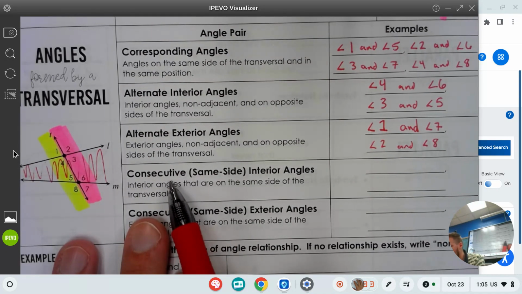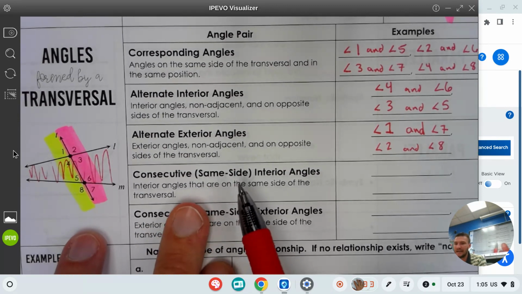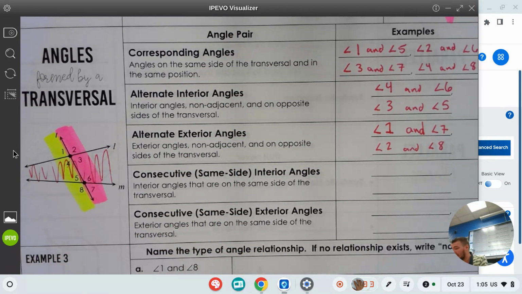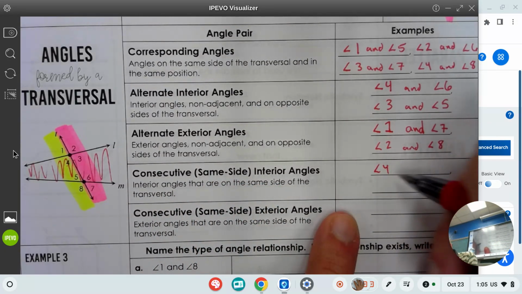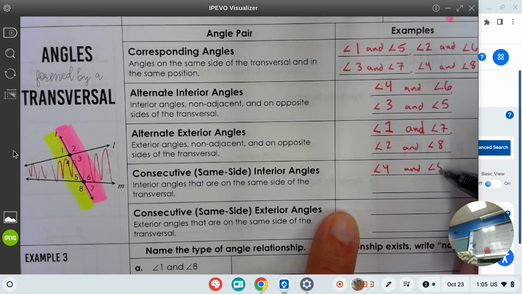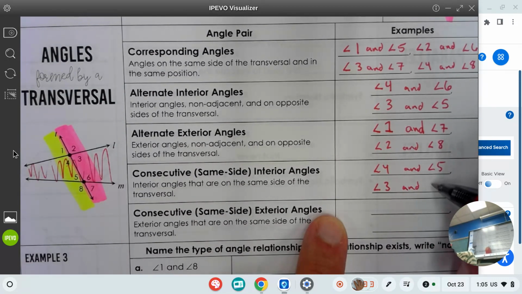Now consecutive, and look how nice this is. We literally have parentheses that say same side. So now, instead of one of them yellow, one of them pink, we're looking for both of them yellow. Consecutive, same side, interior angles. Angle 4 and angle 5. Angle 3 and.